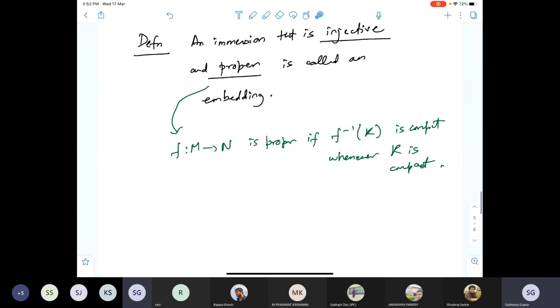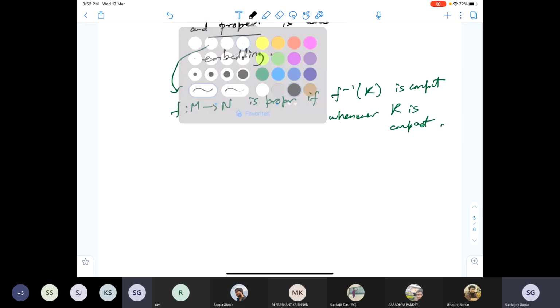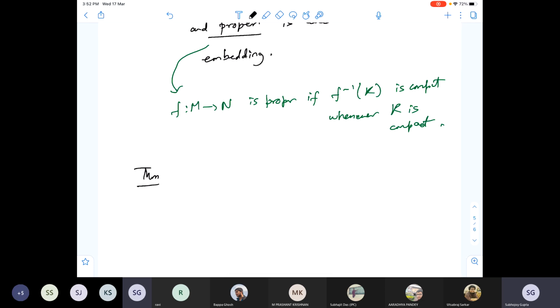Anyway, if an immersion is injective and proper, then it's an embedding, and that's the definition. And actually, the theorem is that these are properties that would guarantee that the image is a submanifold. So an embedding f from M to N. Let me call them x and y, because I have some sketch of notes here where I use that.